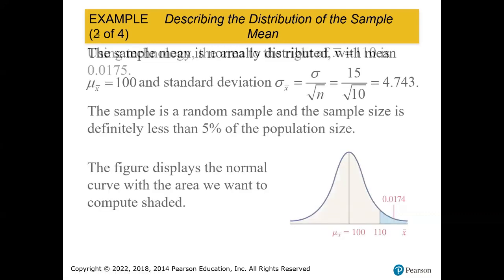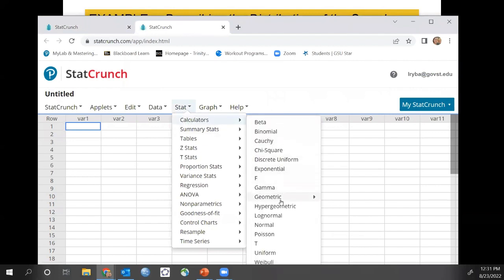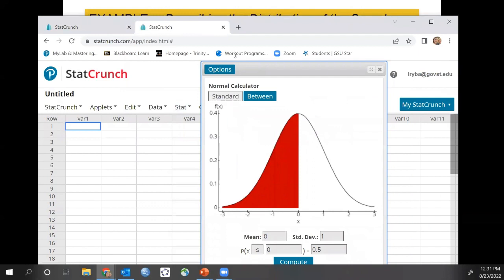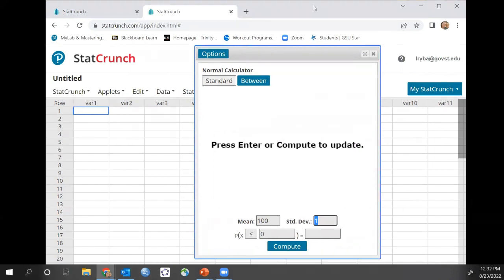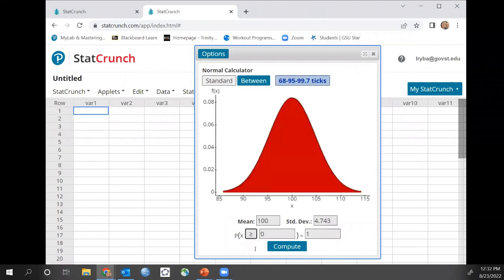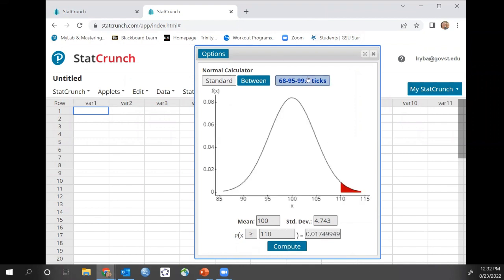Using our technology here, I'm just going to show you really quick. Stat, calculator, normal, and we are going to use our sample mean and sample standard deviation. So 100 and the standard deviation 4.743. Okay, we want to be greater than 110. Click compute, and I like to have my 68, 95, and 99.7 marks there. All right, so here's my area, 0.017.